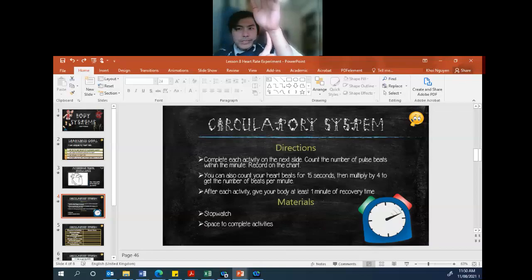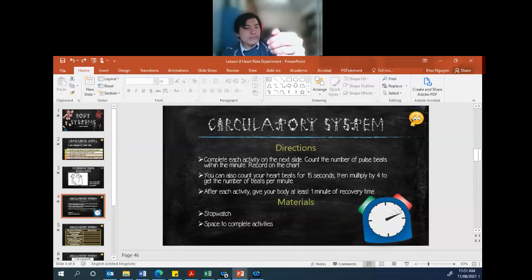So basically, what you do is you just count. Start a timer for 1 minute, and you just count how many beats you've got. The other way you can do this, as it says on the slide, is you just count the number of beats in about 15 seconds. Then you multiply that number by 4.